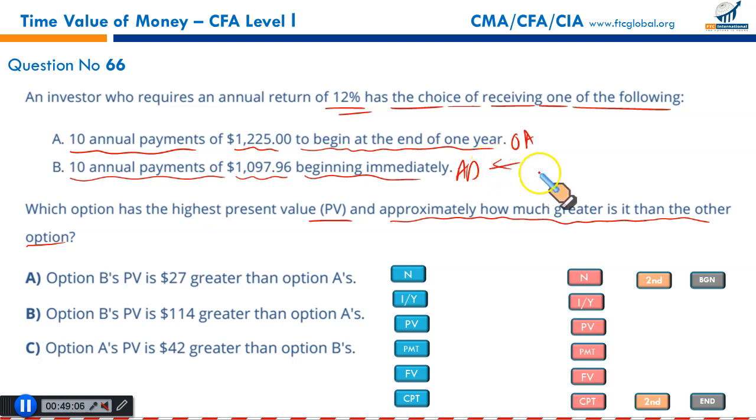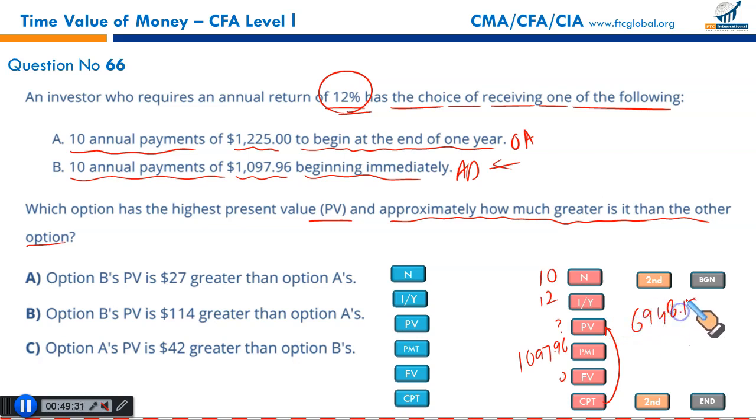Second one is the annuity due. There are 10 payments. Second PMT, second set will bring your calculation to the beginning mode. 10 payments, interest rate is 12% given here. We need to calculate PV. What is the amount? 1097.96. Future value is 0, CPT PV, it will give you 6948.17. Don't forget to quit the beginning mode.